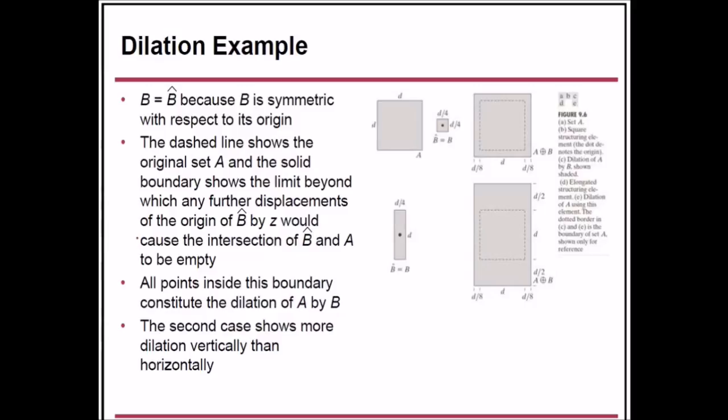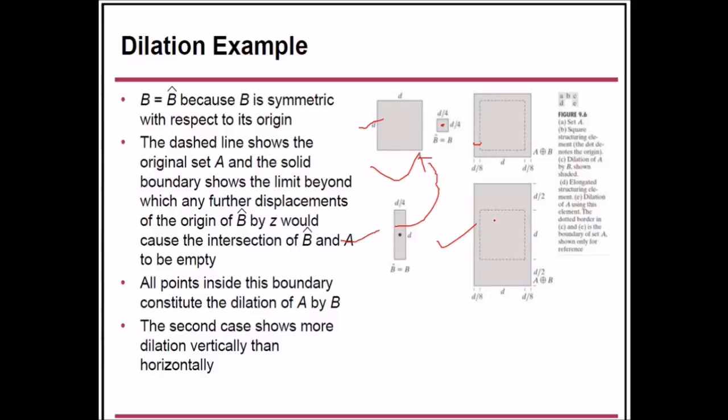This is the dilation example, right? Now this is set A. B is actually the square structuring element. This dot denotes the origin, and this is C, the dilation of A by B. This is shown shaded, right? And this is D, which is the elongated structuring element, and this E is the dilation of this A using this elongated element.